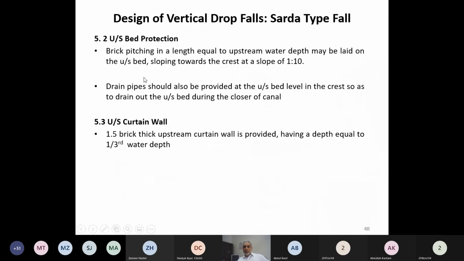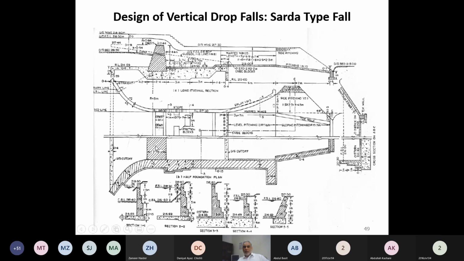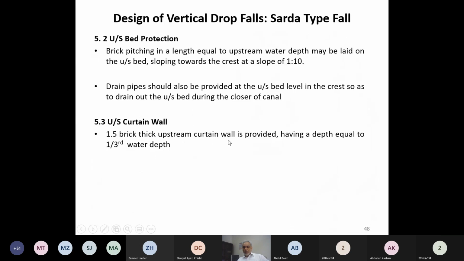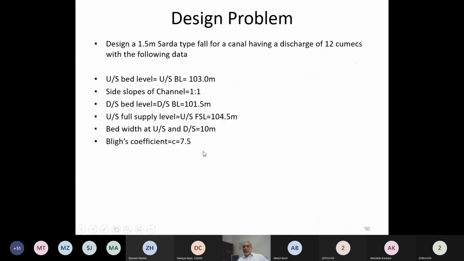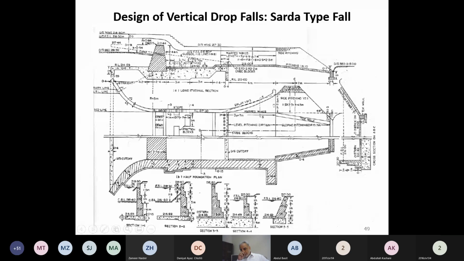So in addition to this, an upstream curtain wall is provided. A curtain wall will be required over here for the concrete floor also, and for this brick pitching also a curtain wall is provided. Upstream curtain wall is provided having a depth of 1/3 of the water. So these are some of the things which we have to decide.